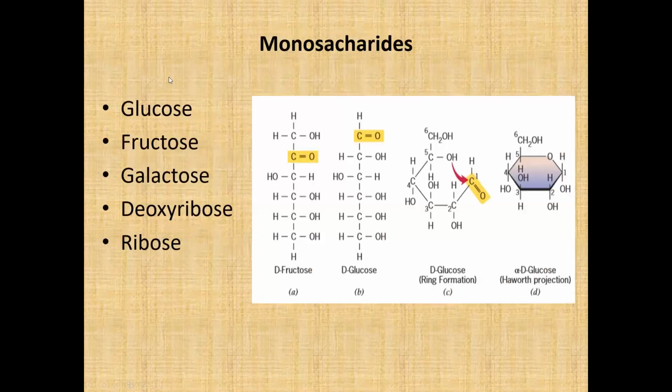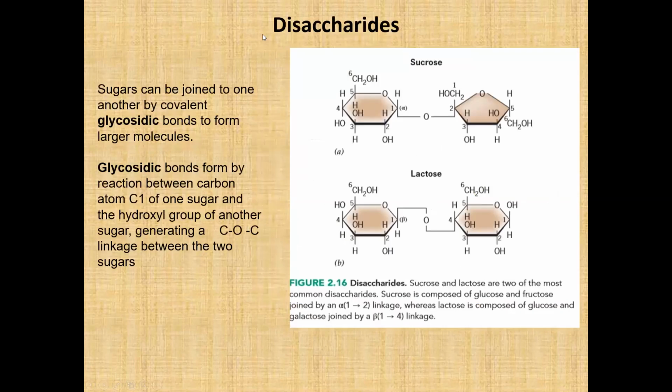Please remember these as the most common monosaccharides that we meet. These are glucose, of course, fructose, galactose, and also 2 pentoses, deoxyribose and ribose, that we have in molecules of DNA and RNA. Please remember also that deoxyribose is a pentose that builds up DNA nucleotides, and ribose participates in the case of RNA nucleotides.